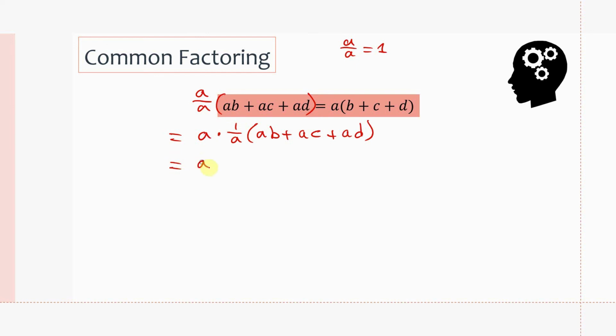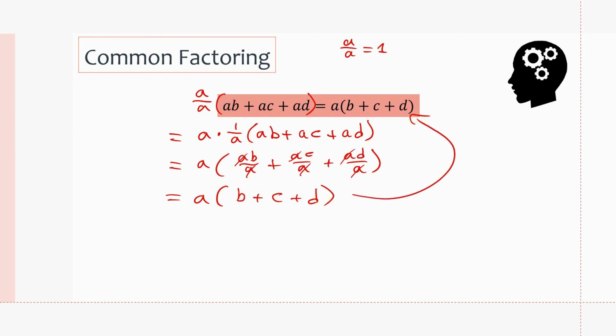And now we can use the associative property, and we can say that we can multiply 1 over a by each term inside the brackets, right? Which will get us ab over a plus ac over a plus ad over a. Now, if we just divide out the common a factor from the numerator and the denominator, we'll get left with a times b plus c plus d, which is this expression right here. And that's how you can see that the expression doesn't change at all. You're just taking out a common factor.